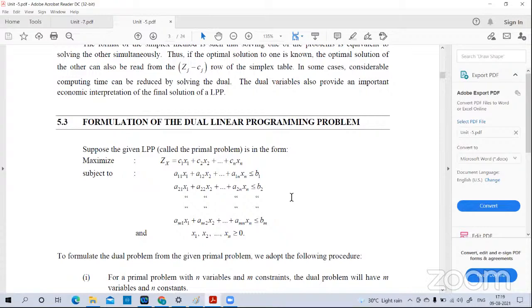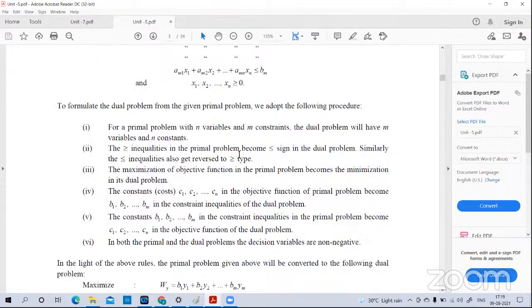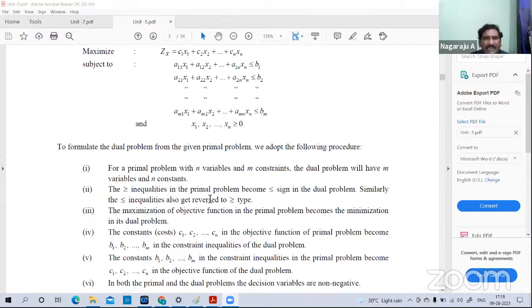Now the dual programming problem gives the dual problem from the given problem. These are the conditions I mentioned. The primal problem has n variables and m constraints. What are the variables? x1, x2, so on, xn, all are the n variables. And how many constraints? It is less than or equal to b1, b2, b3, and so on. So m constraints and n variables.